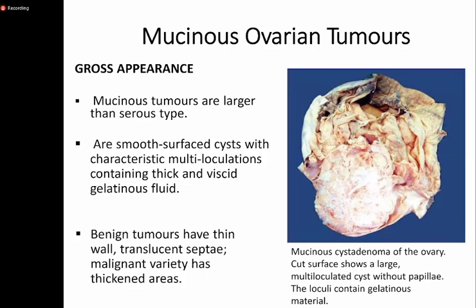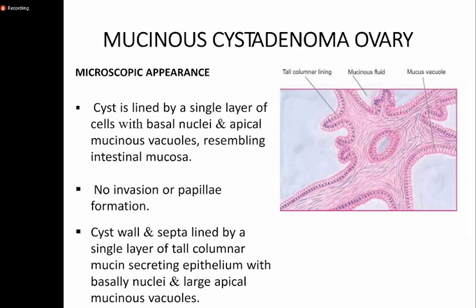The benign tumors have thin walls, translucent septae in between, and the malignant varieties tend to have more solid areas. Okay. So this is the mucinous cystadenoma pictorial presentation.